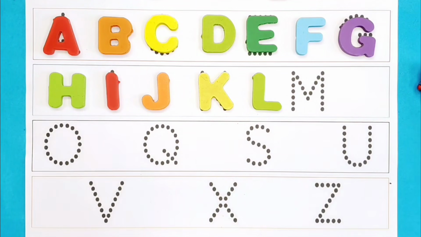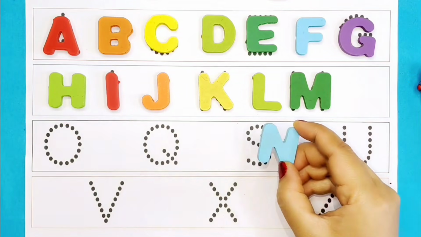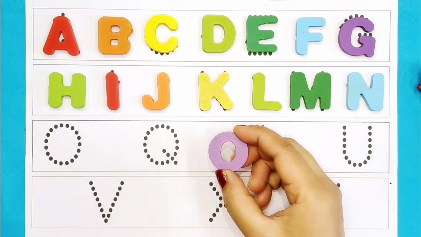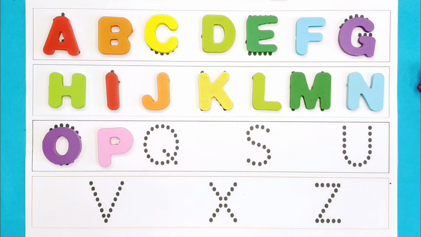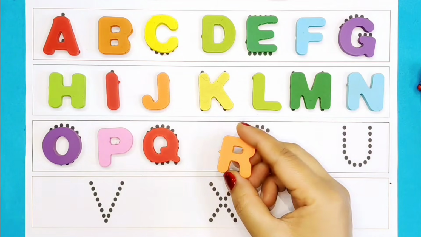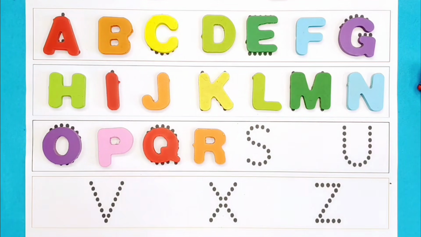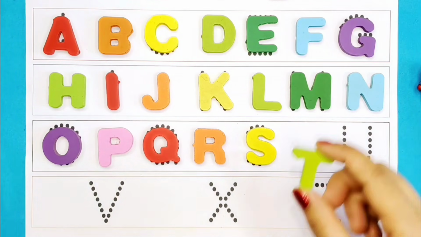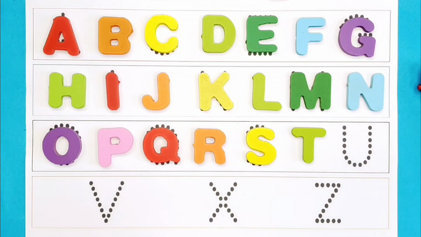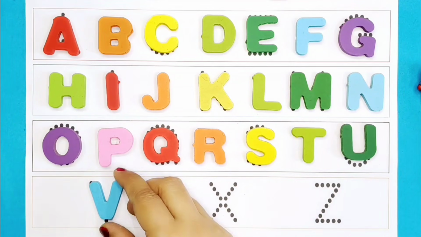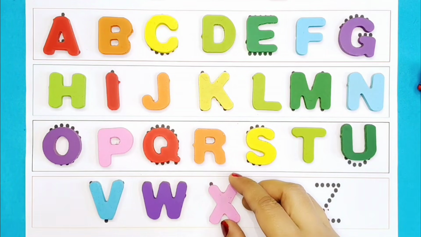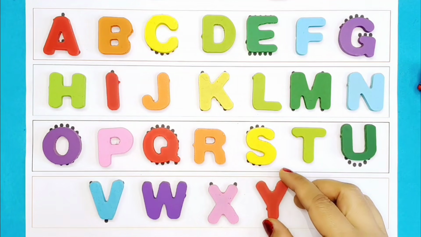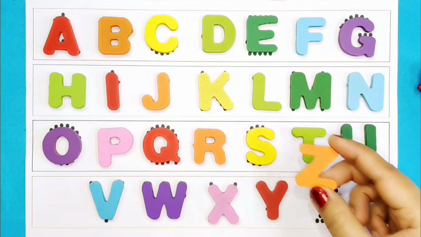L. L for lion. M. M for mango. N. N for nose. O. O for onion. P. P for pencil. Q. Q for queen. R. R for rose. S. S for sun. T. T for tiger. U. U for umbrella. V. V for van. W. W for watermelon. X. X for Xmas tree. Y. Y for yo-yo. Z. Z for zebra.